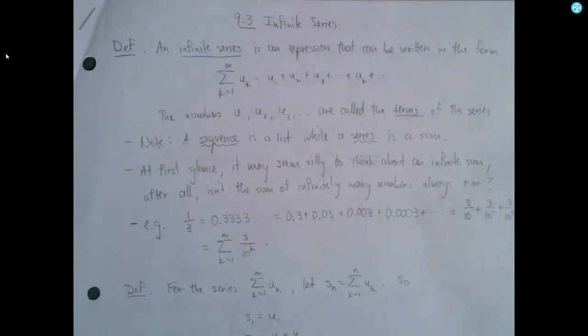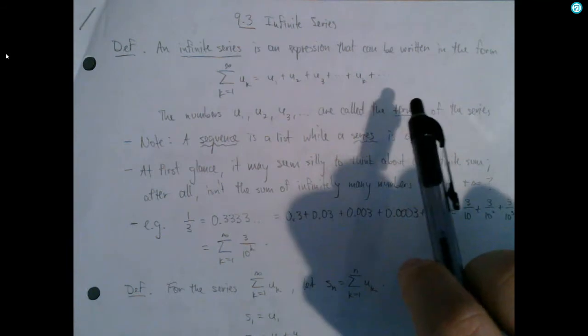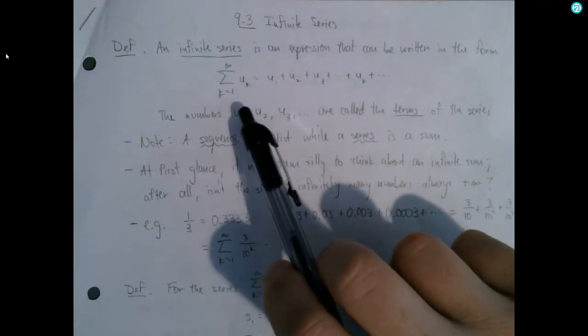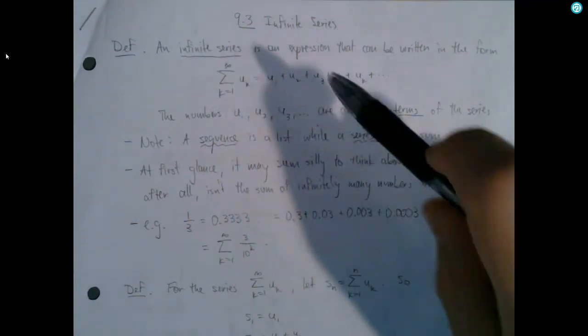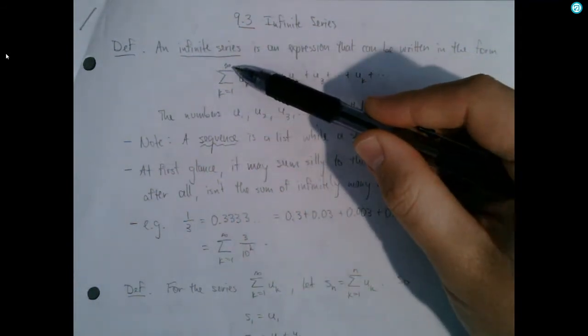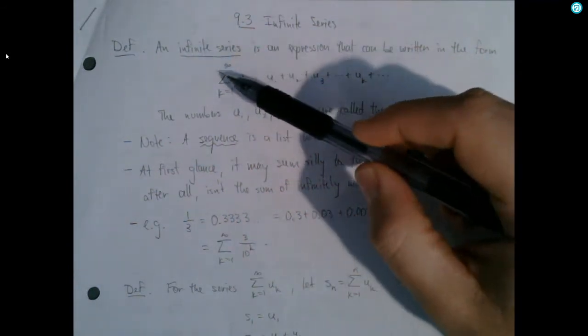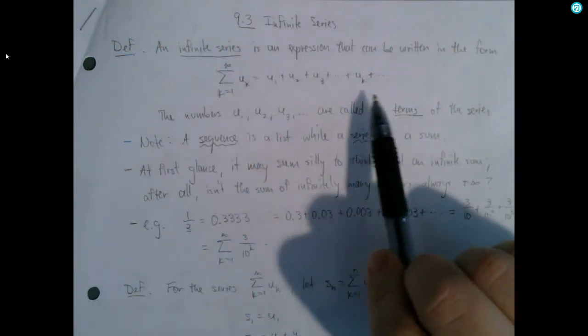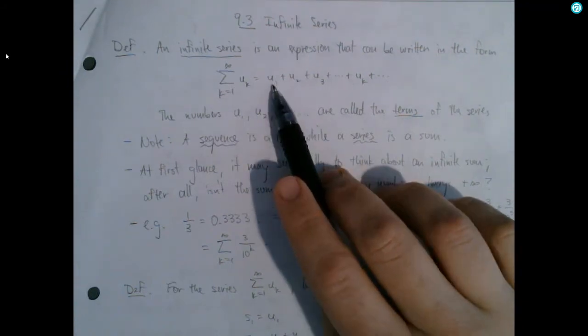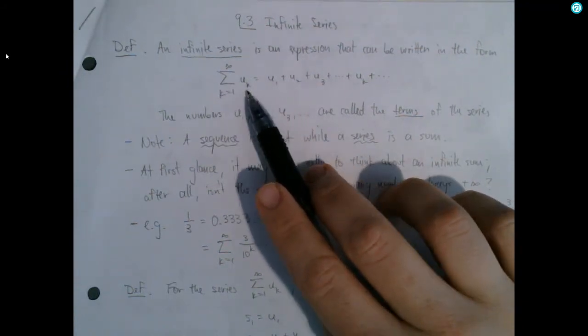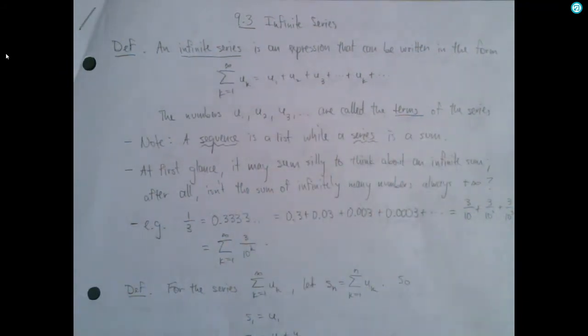So an infinite series is an expression that can be written in the form of a sum from k equals 1 to infinity. But the key here is that there is no upper bound on the sum. It's just an infinite sum, right? So basically an infinite series is an infinite sum. And these numbers, the u sub k's, are called the terms of the series.